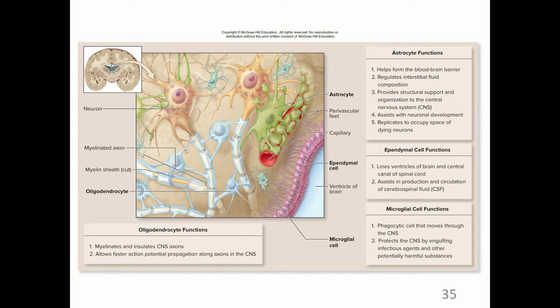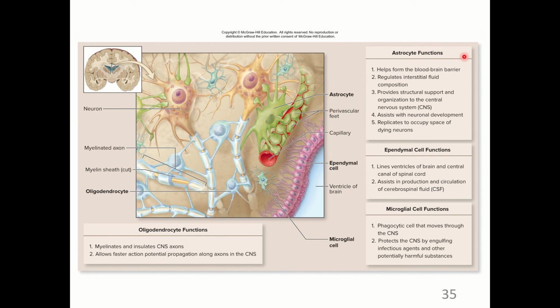This illustration shows the neuroglial cells just mentioned in the central nervous system. The astrocytes are pictured in green. The ependymal cells are in purple. The microglial cells and oligodendrocytes are in blue.